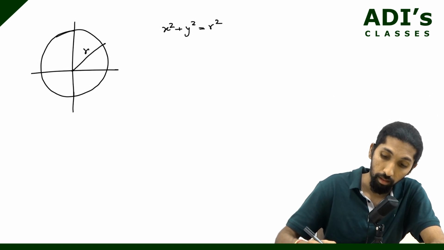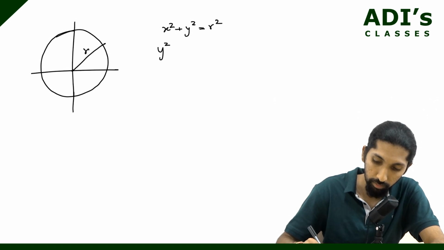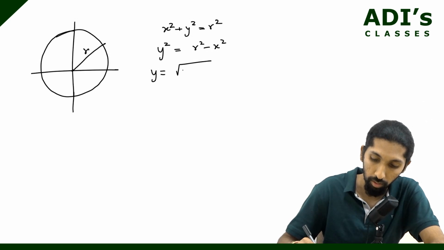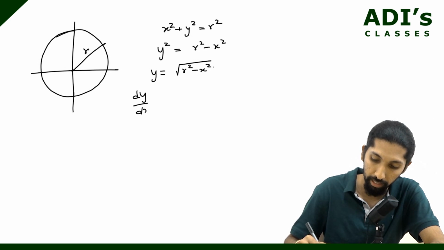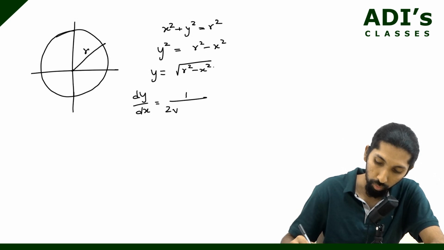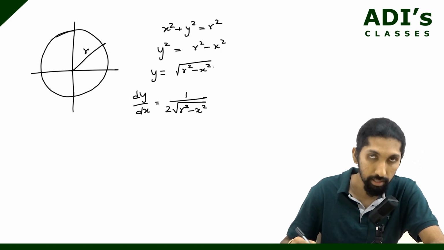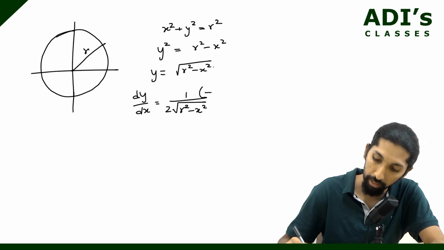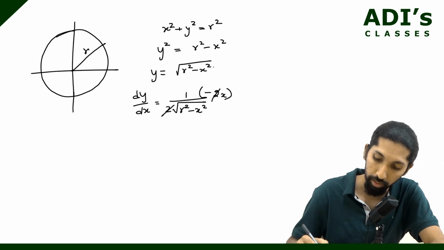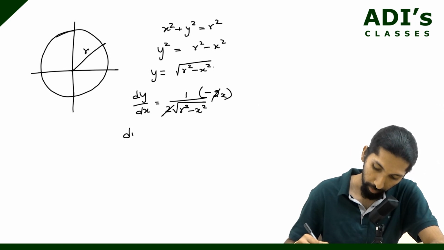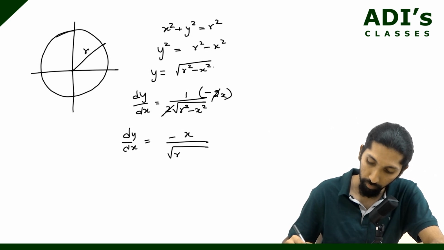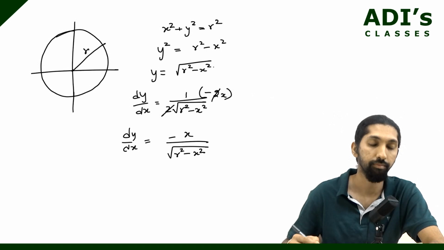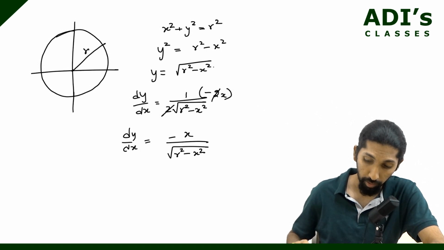Differentiate. So before differentiation, you can say y square is equal to r square minus x square. Y is equal to root of r square minus x square. So y dash, or dy by dx, is 1 by 2 root of r square minus x square into minus 2x. The 2 and 2 cancel, or dy by dx is equal to minus x by root of r square minus x square. Isn't it?